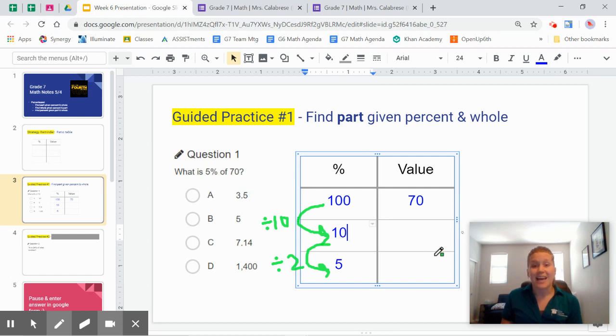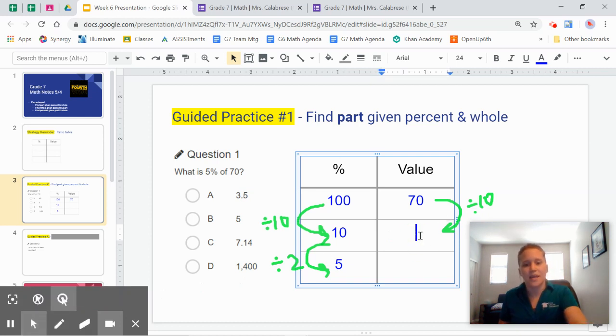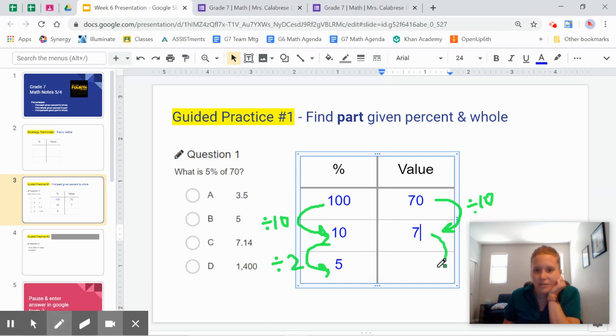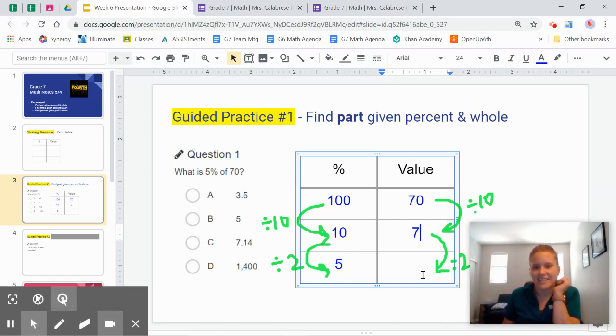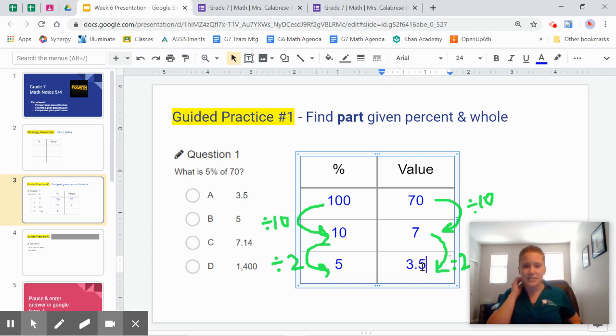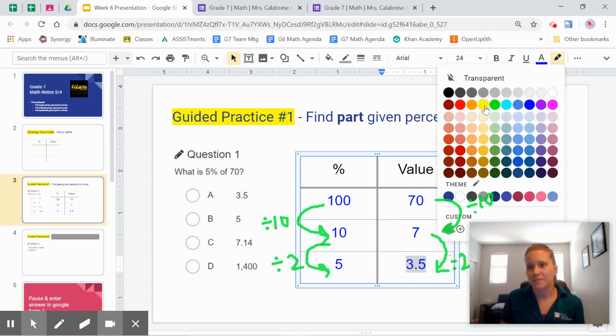All right, so if I do this, I have to do the same thing on the other side. That's how ratio tables work. Got to use that multiplicative reasoning. If I divide by 10 here, I'm going to also divide by 10 on this side. What's 70 divided by 10? Yep, it's 7. And then I've got one more job. I've got to do my divided by 2. 7 divided by 2. Do you got it? Absolutely. 3.5 or 3 5/10. Okay, so here's where my answer is.